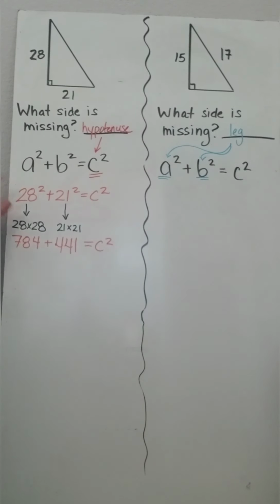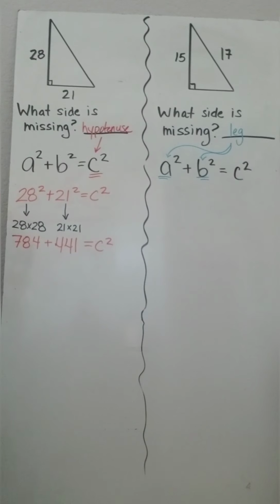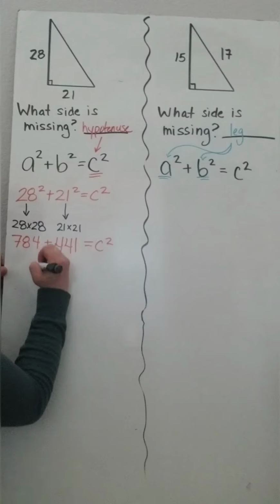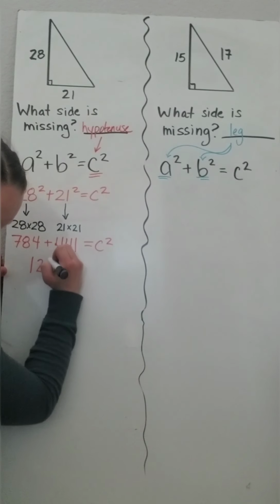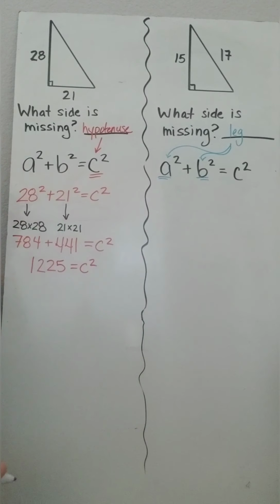After squaring 28 and 21, I was left with 784 plus 441 equals C squared. I carried the C squared down because I haven't been able to simplify it just yet. So to continue on, I'm going to add 784 plus 441. That gets me 1,225 equals C squared.